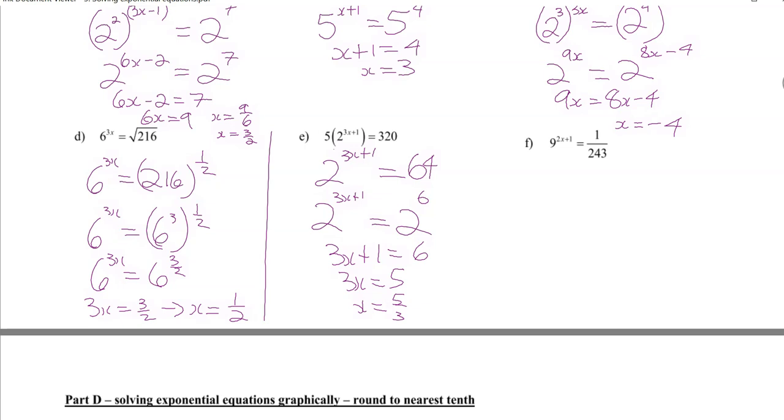Okay, if you want to check, you can plug 5/3 in so that you can go 5 times 2 to the power of 3 times 5/3 plus 1. Hit enter, you should get 320.